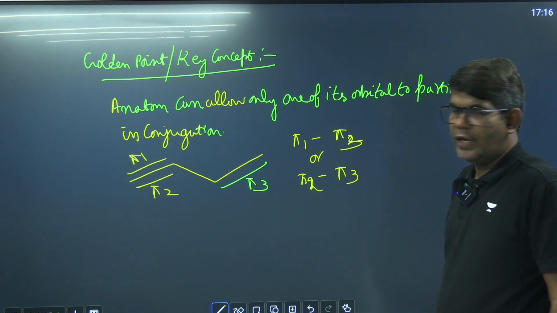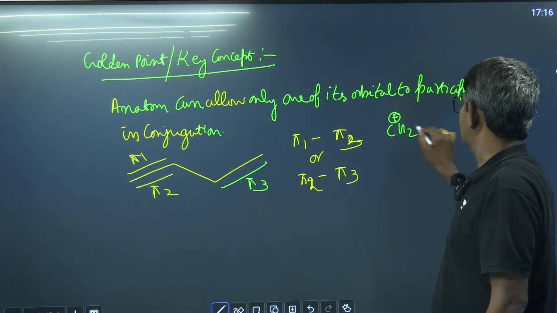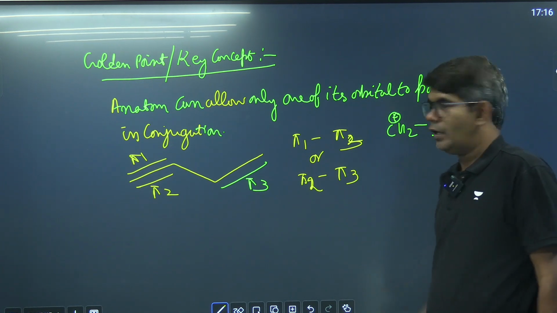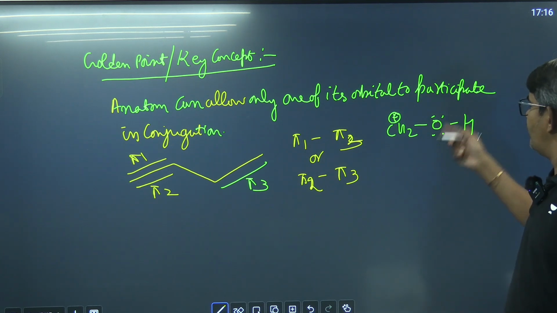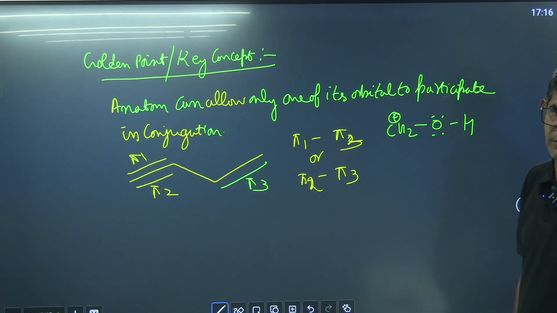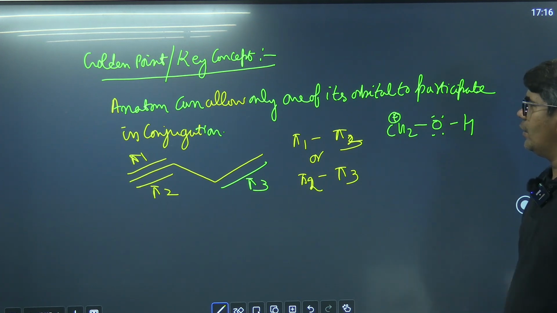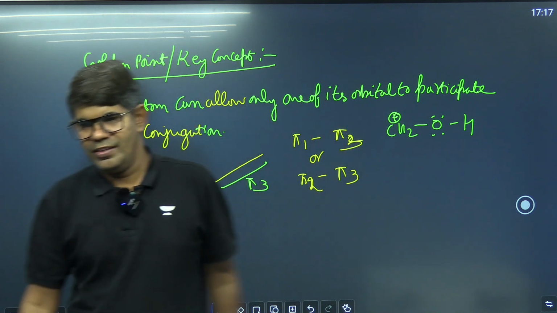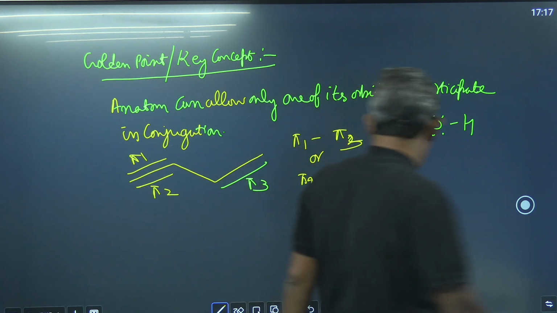Just now, where I gave an example, lone pair positive conjugation, both the lone pairs will not be in conjugation with the empty p orbital. One of them will be in conjugation, because only one orbital an atom will allow to participate in conjugation. Is that clear? Great. Chalo.